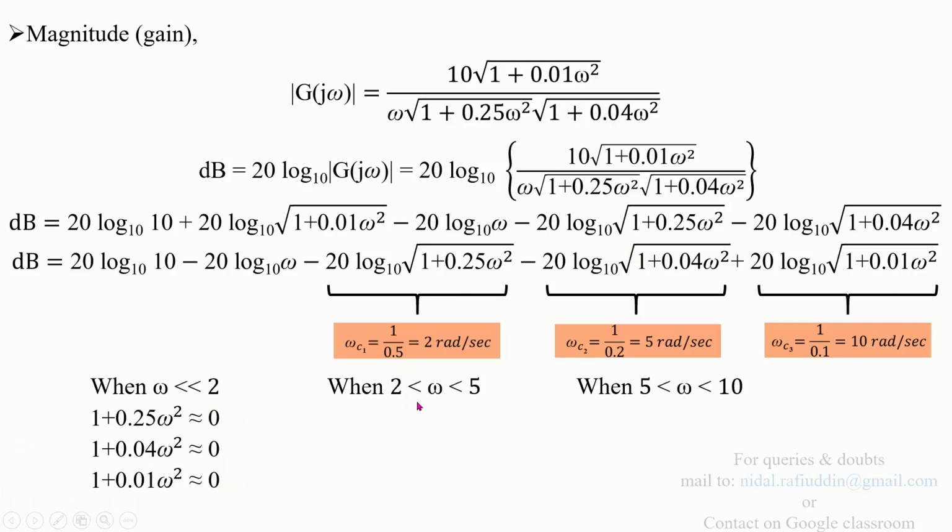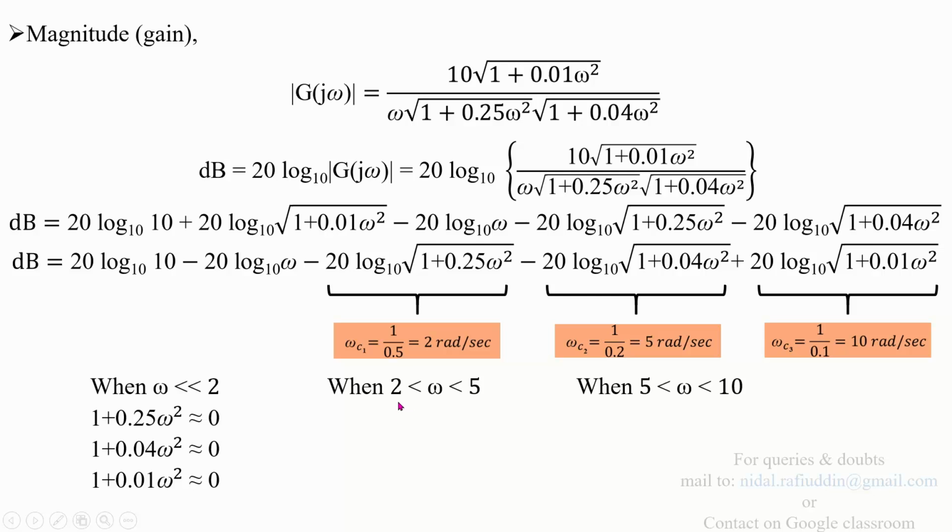Likewise for omega lying between 2 and 5. Again, this is a very rough assumption, because now we are not talking about omega which is very far from 5 or 2. So this is a very rough approximation, and this is the reason that you are not going to get the actual or exact curve, rather approximated curves.